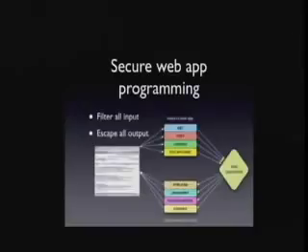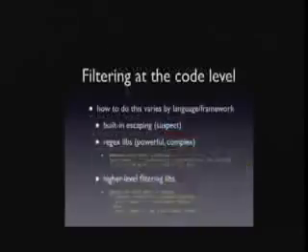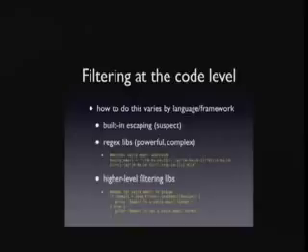And then cookies are the same thing. A web application can kick back and set a cookie, and that potentially could have some kind of malicious information in it, and make the client do bad things. So filtering at the code level, how you're going to do this, is going to vary a lot based on the language or framework that you're using. There are a couple of different levels where it can happen.